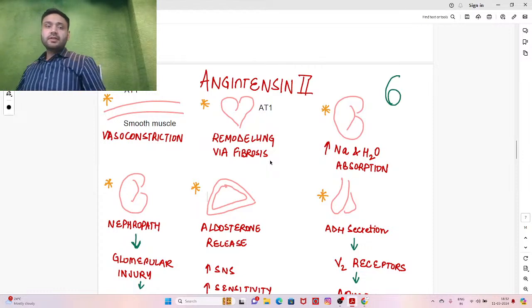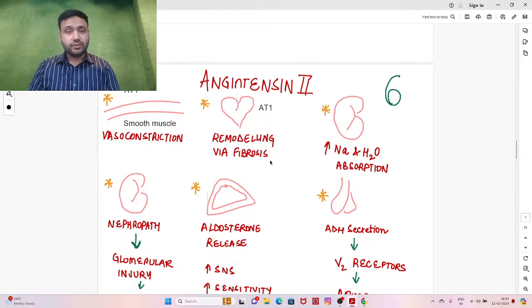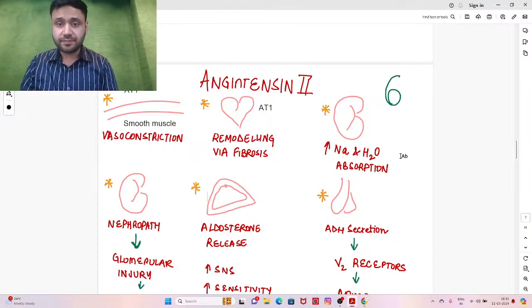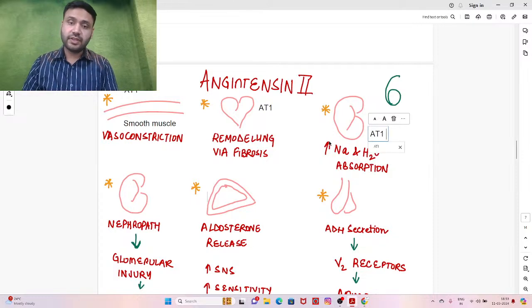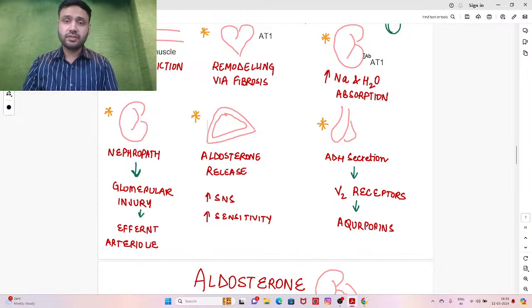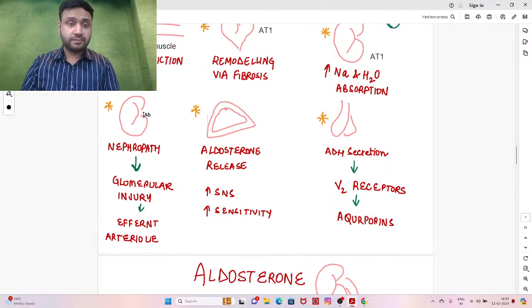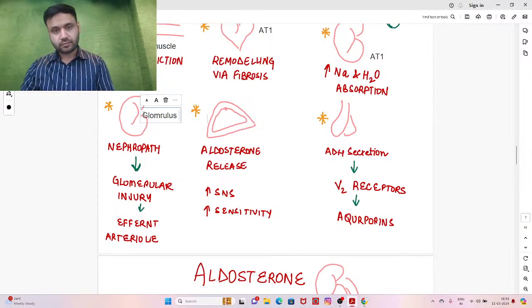So the AT1 receptors in the heart would lead to remodeling and fibrosis. Similarly, in the kidney, in the renal tubule, via AT1 receptors, we would increase sodium and water reabsorption. The second effect in the kidney is at the level of the glomerulus.